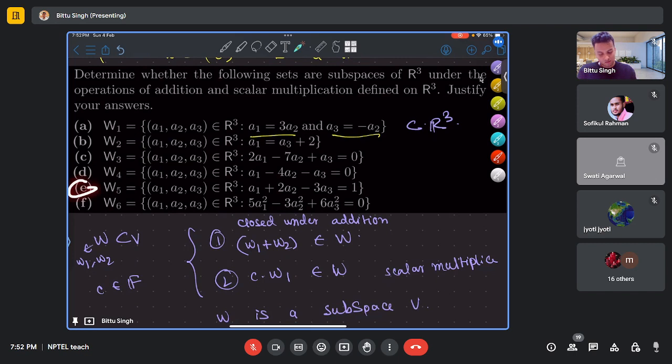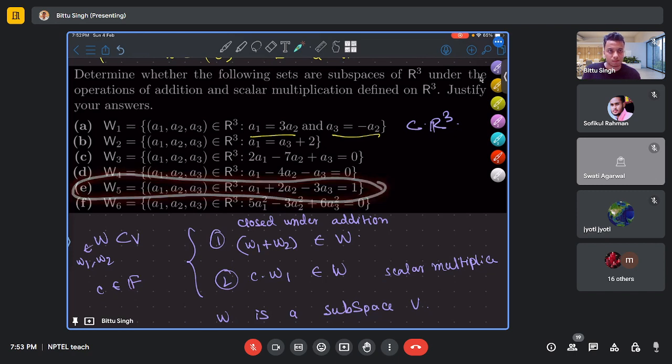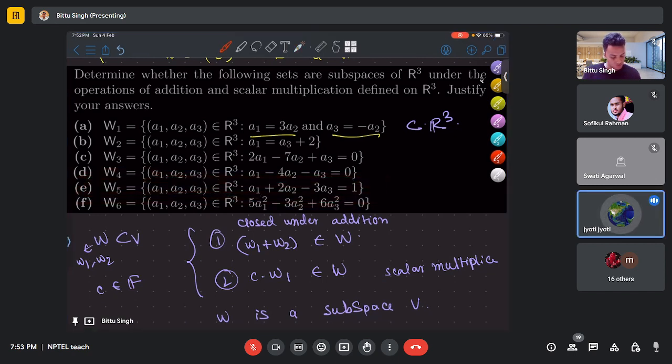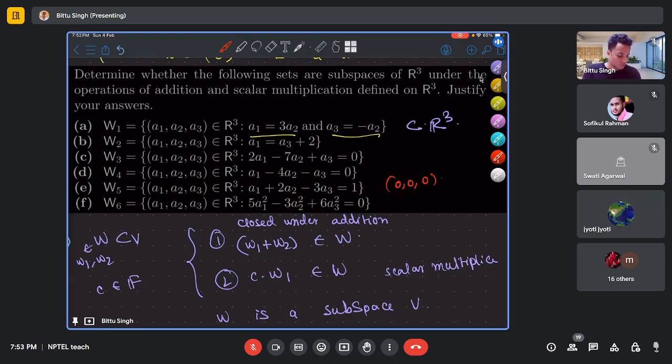So what about E? Is it a subspace? It is also a plane, but is it a subspace of R3? No, sir. (0,0,0) doesn't satisfy. This additive identity does not belong to W5, so it cannot be a subspace.